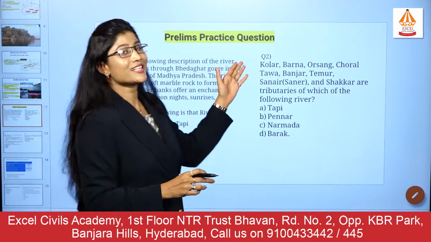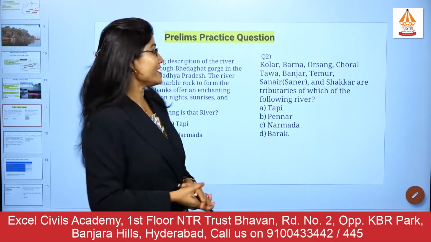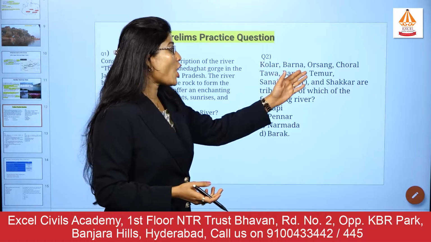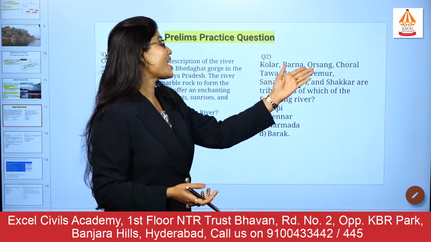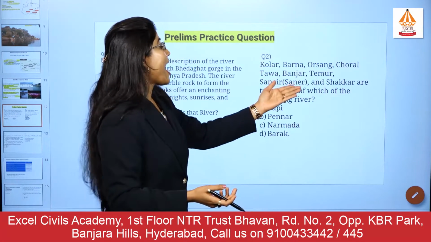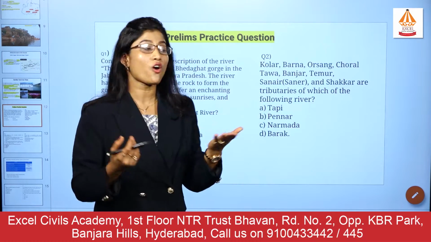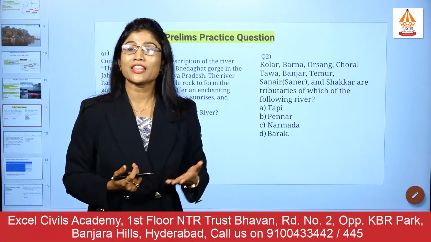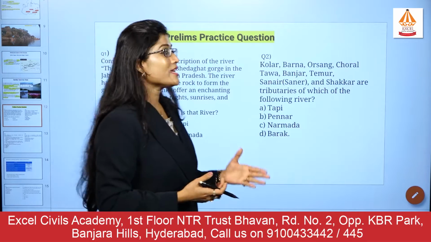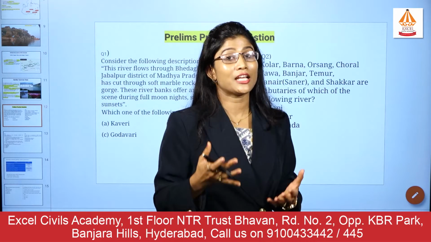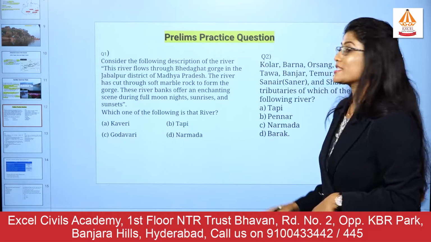Now the second question: Kolar, Barna, Orsan, Koral, Tawa, Banjar, Temur, Senar and Shakkar are tributaries of which of the following rivers? The first option is Tapi, second Pennar, third Narmada and fourth Barak.